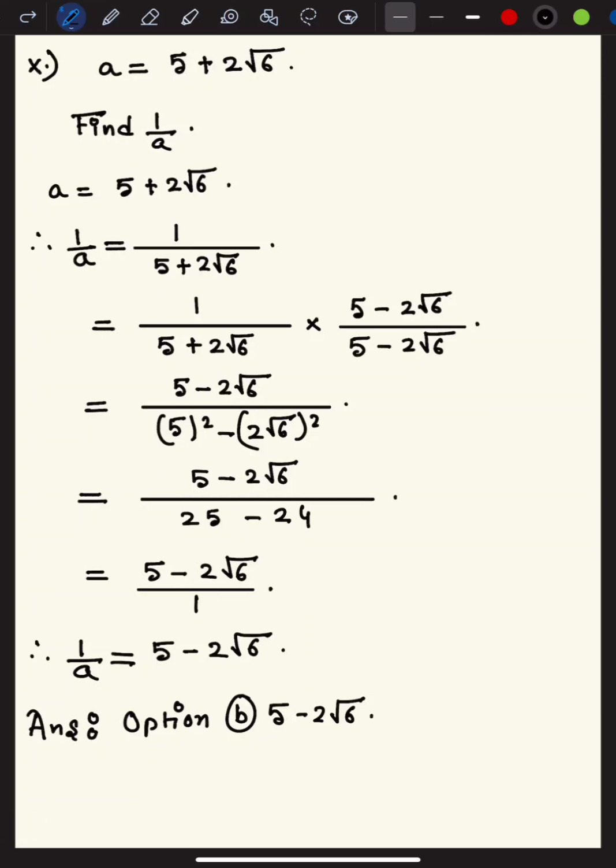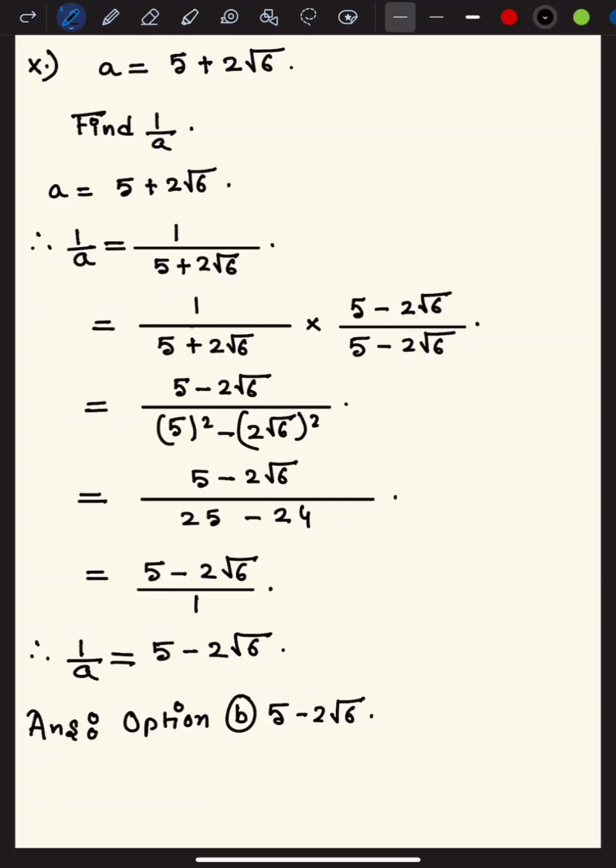Next, let's come to question number 10. 1 subpart 10. So A is given as 5 plus 2 root 6. Now we need to find out the value of 1 by A. So A is 5 plus 2 root 6. Therefore 1 by A will be what? 1 by 5 plus 2 root 6. Now we need to rationalize this. Okay, so for doing that we need to multiply this term by its conjugate, and the conjugate of 5 plus 2 root 6 will be what? 5 minus 2 root 6. That is what I have done.